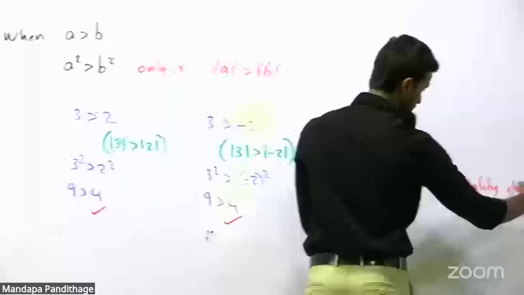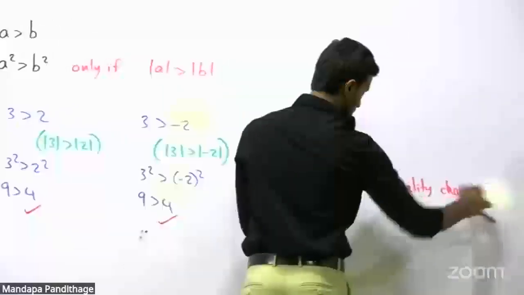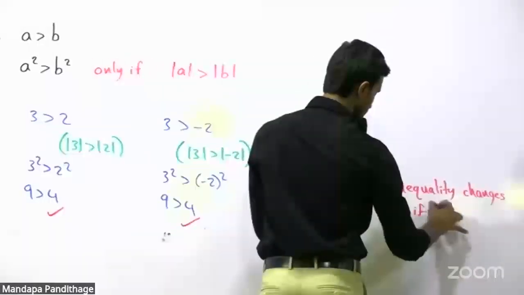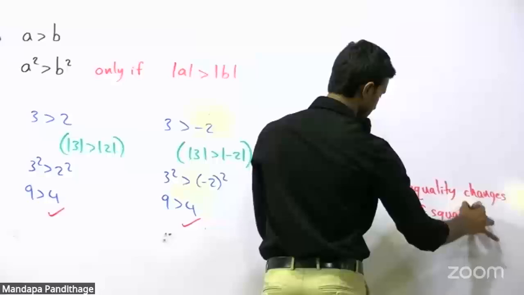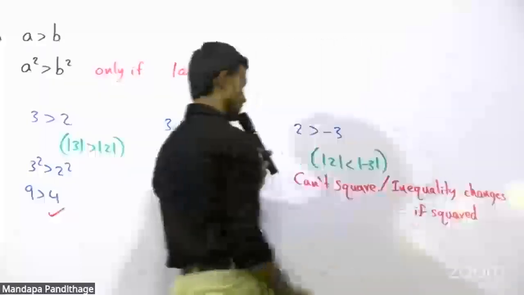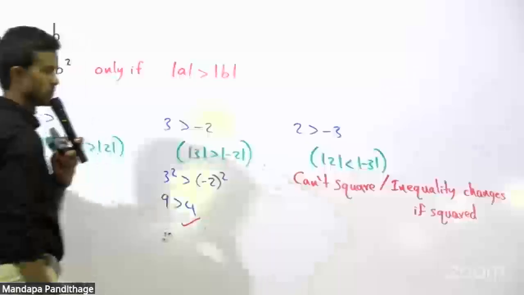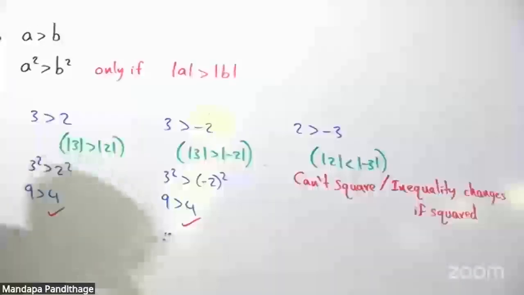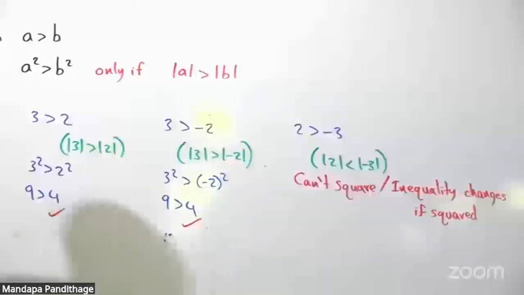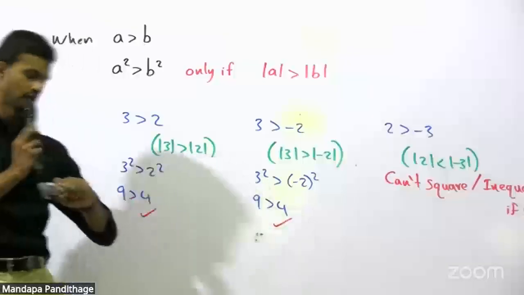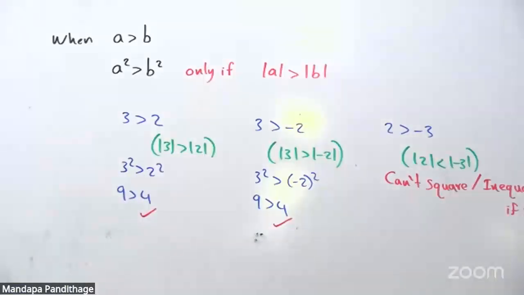Inequality changes if squared. So you can write both. You can say that you can't square it, or you can square it, but make sure that the inequality changes. Inequality changes if squared. You can take a break and come by 5:40.